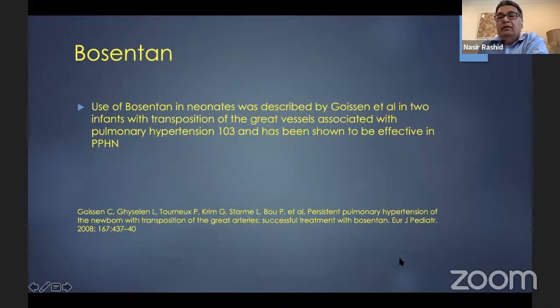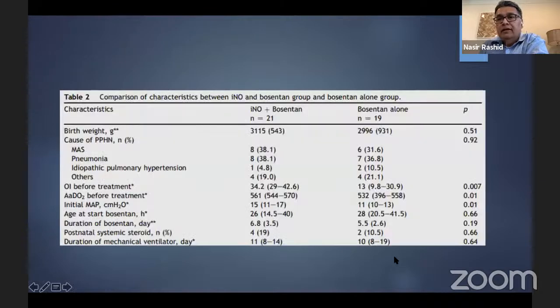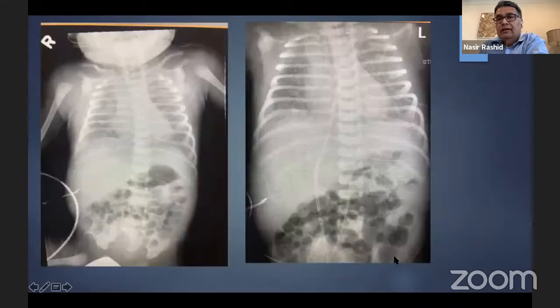Byzantine is another medication that is available. And there was a study published in 4 infants from Thailand, and that shows the beneficial effect of this medication as a pulmonary vasodilator. Next slide, please. Skip this one, please. Next slide.